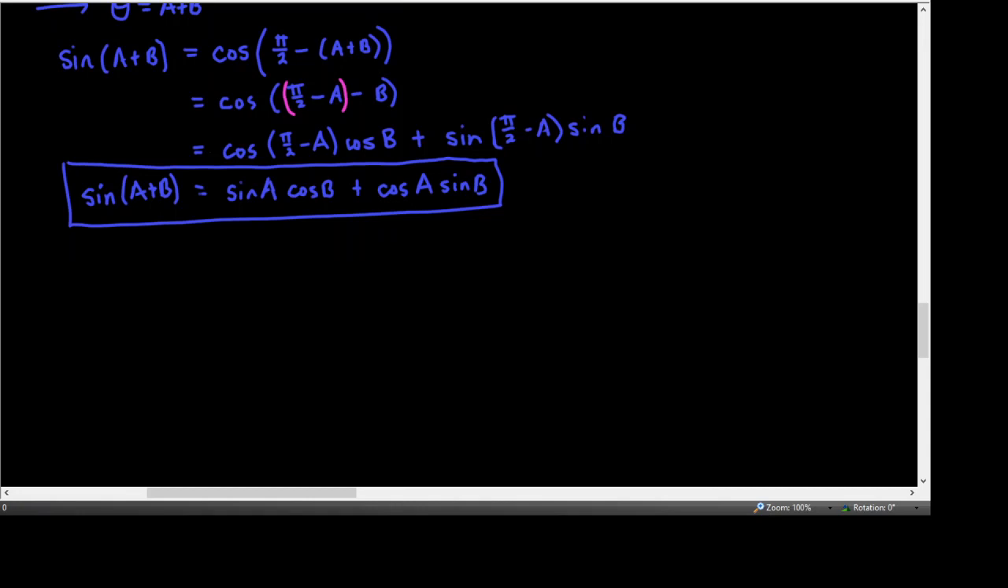And we could very easily find an identity for sine of A minus B. So let's do that. Sine of A minus B. We could rewrite that as the sine of a sum, A plus the opposite of B, and then use the identity we just learned. That will be sine of the first, cosine of the second. Keep the sign plus cosine of the first, sine of the second.